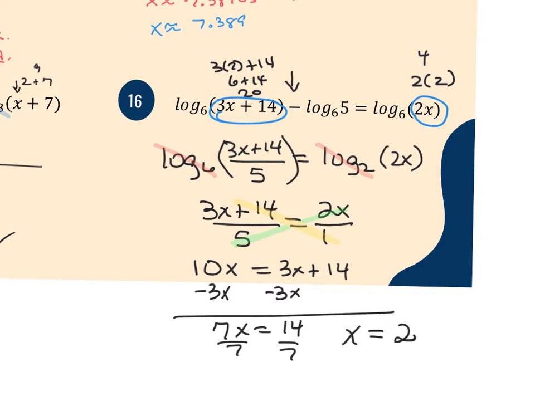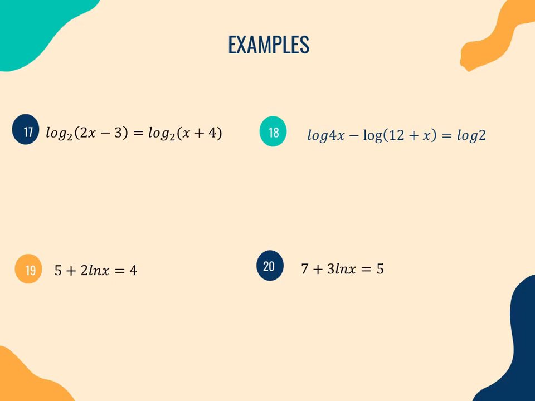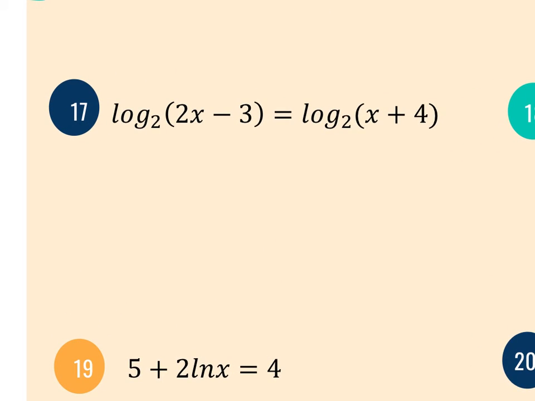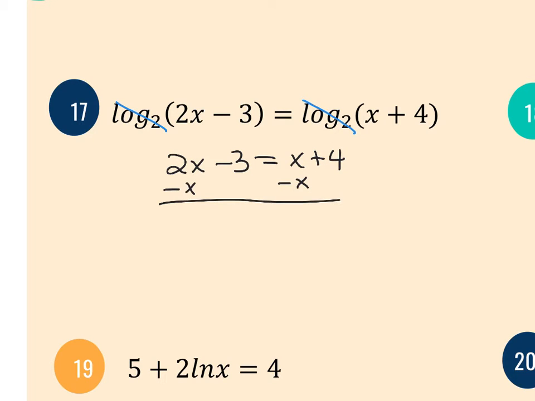Let's try number 17. Same thing here. We have a log on the left and a log base 2 on the right. We're going to use our one-to-one property. Just cancel out that log base 2 and then set what remains equal to each other. Move our x's together. And then we'll move our constants together. And we get x equals 7.